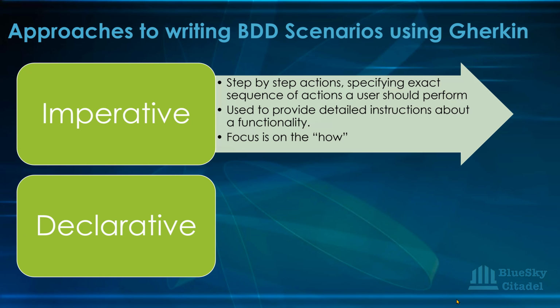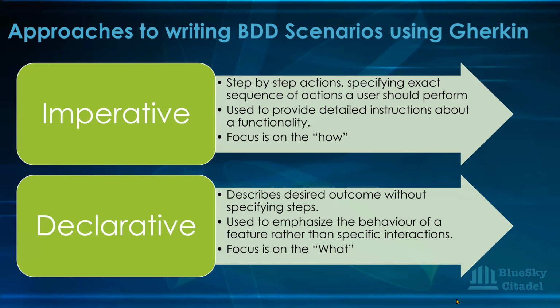But the declarative Gherkin is for quick, straight-to-the-point acceptance criteria or user stories. So this allows for a more high-level description of what should happen. Remember, this one focuses on the what, rather than the imperative that focuses on the how.